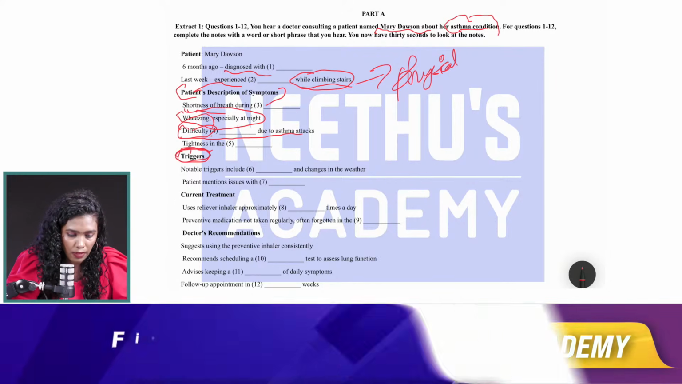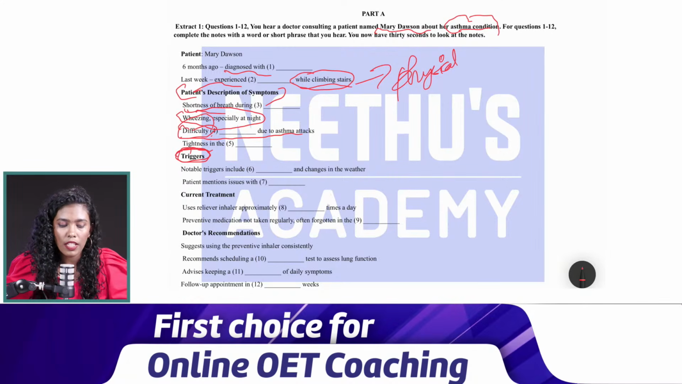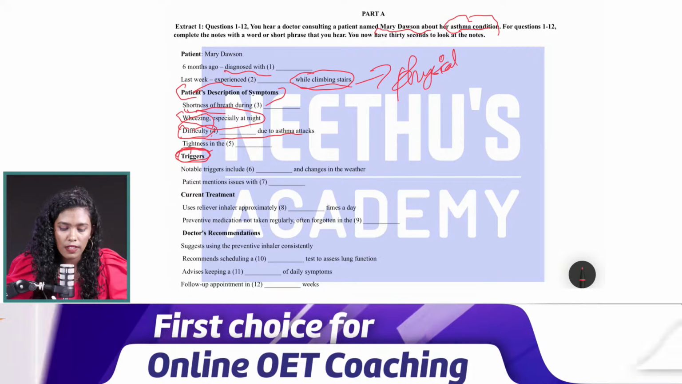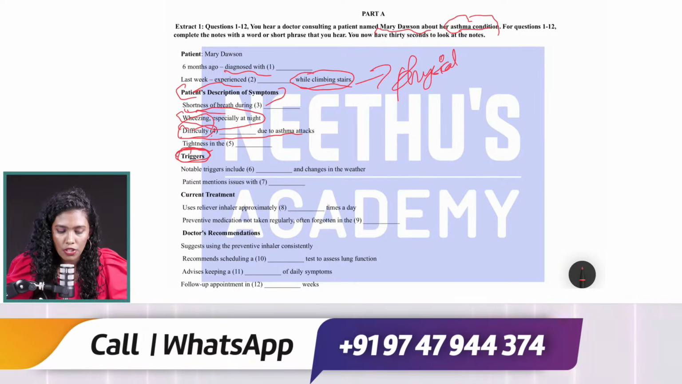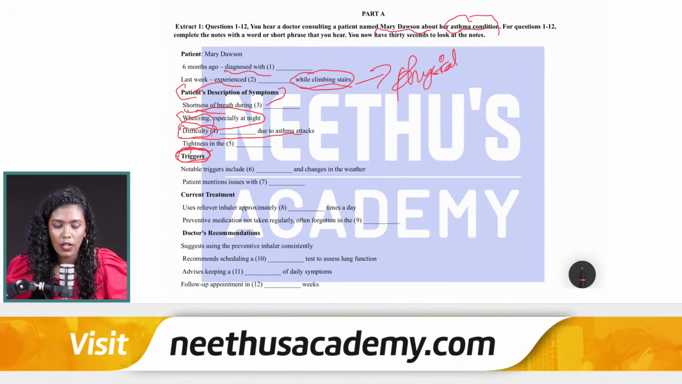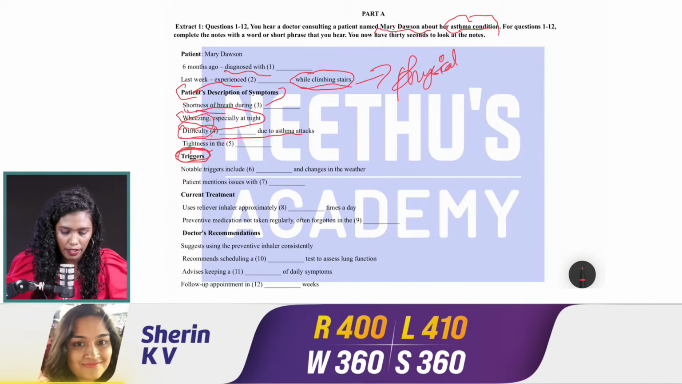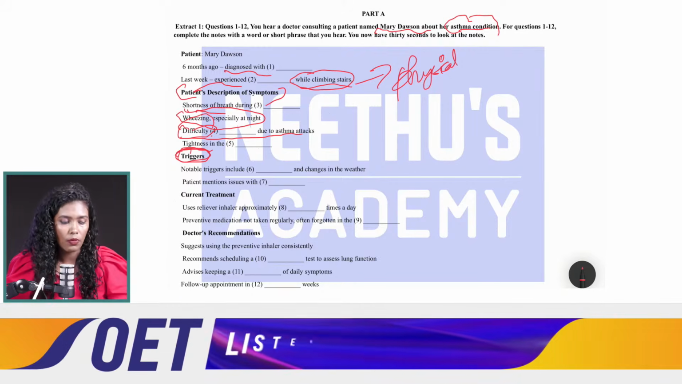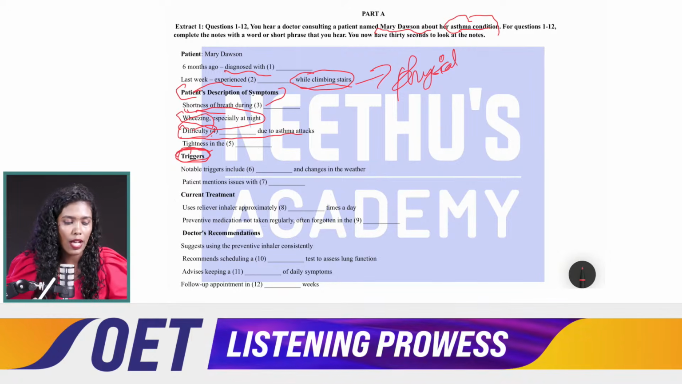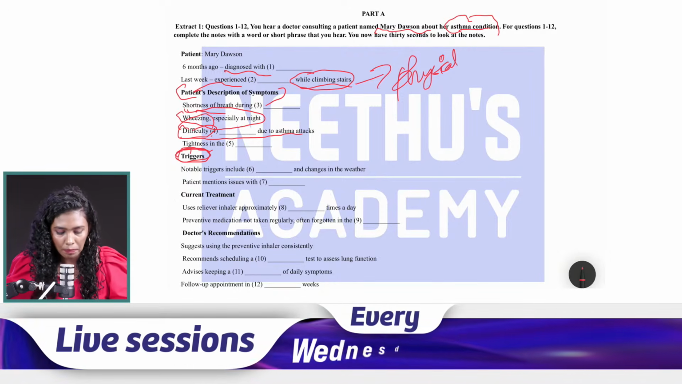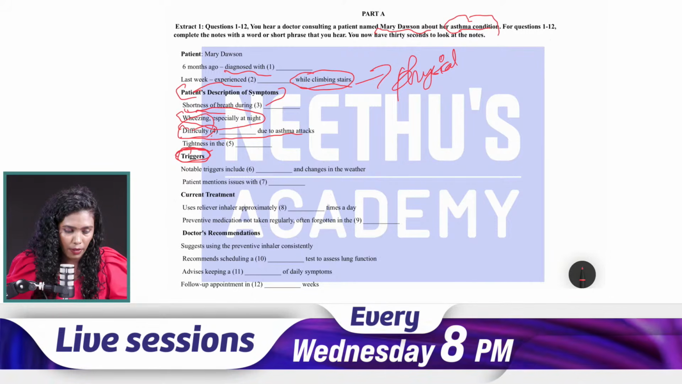We can see the next information is triggers. And question number 6 is: notable triggers include dash, changes in the weather. So it is mentioned notable triggers include, and specifically changes in the weather. So tell me what is the keyword and what is the particular information which you are actually anticipating. Is there any particular keyword? Are you planning to anticipate any particular information over here? Is there any particular keyword you would like to include?